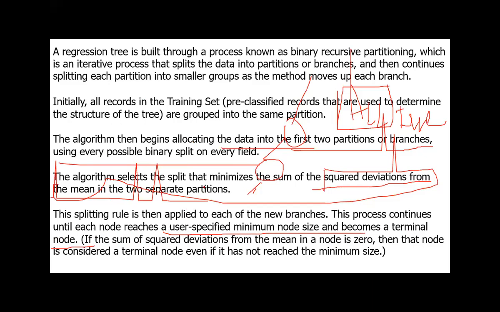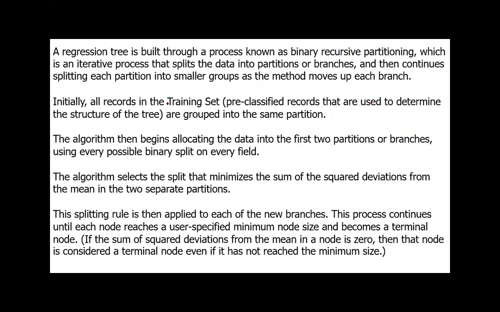This can be written as an algorithm, so an algorithm is placed as some steps. That is how it is shown here. A regression tree is built through a process known as binary recursive partitioning, which is an iterative process that splits data into partitions or branches and then continues splitting each partition into further smaller groups. That is called a regression tree.